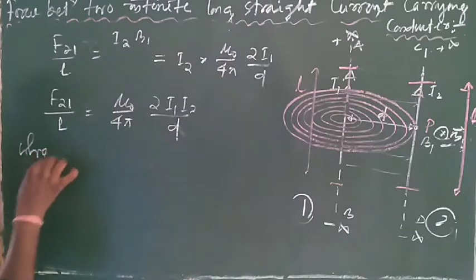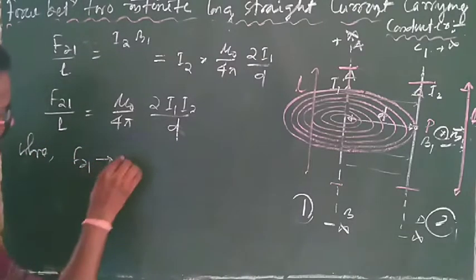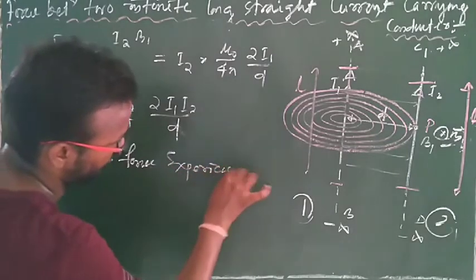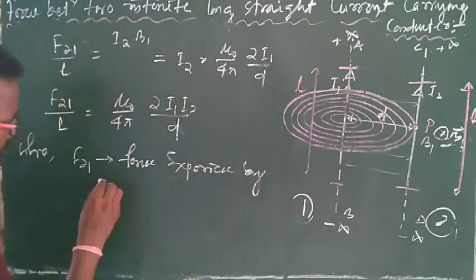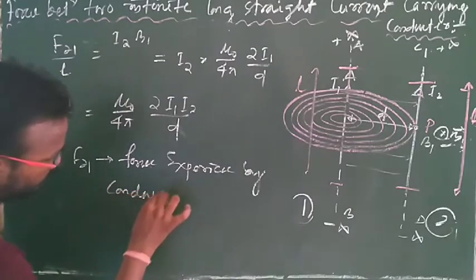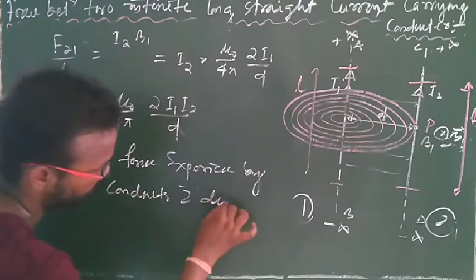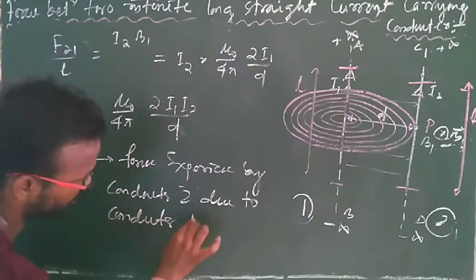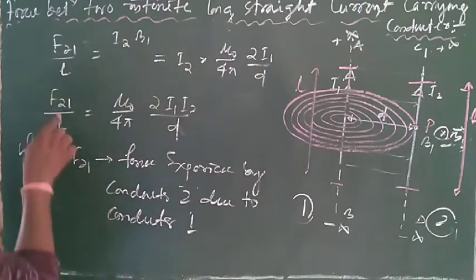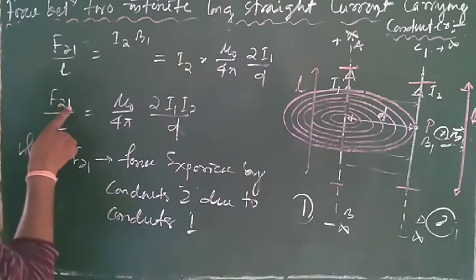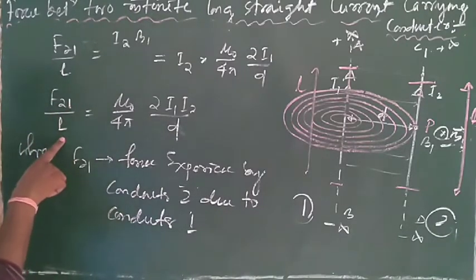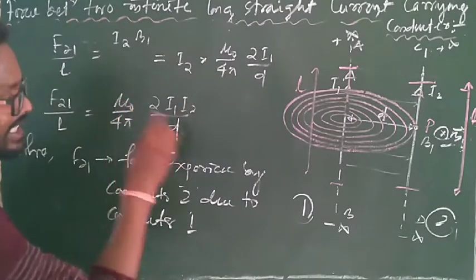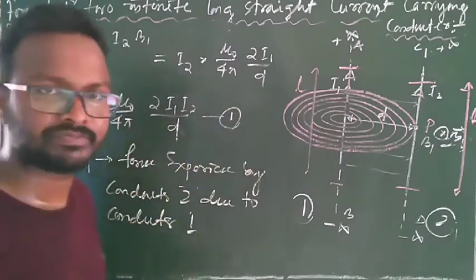So what is F21 here? F21 means the force experienced by conductor 2 due to conductor 1. Clear? So the force experienced by conductor 2 due to conductor 1 per unit length is equal to mu naught by 4 pi into 2 I1 I2 by D. This is equation number 1.